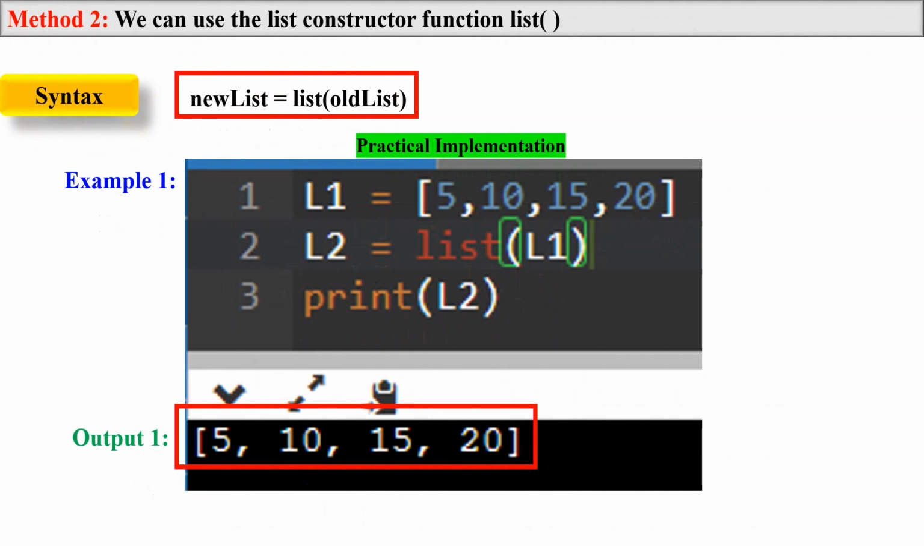Method 2, we can use the list constructor function. The syntax is new list equals list of old list. Let's see an example. In this code, L2 is assigned a new list object created by passing L1 as an argument to the list function. This creates a new list with the same elements as L1. Therefore, L2 is an independent copy of L1. Printing L2 will output the elements 5, 10, 15, 20. Modifying L1 will not affect L2 and vice versa.